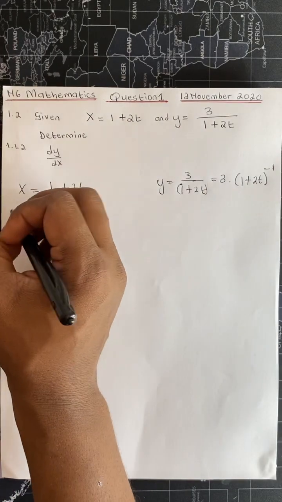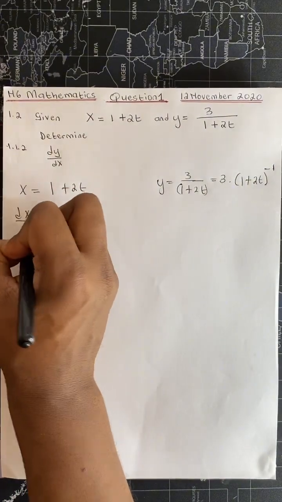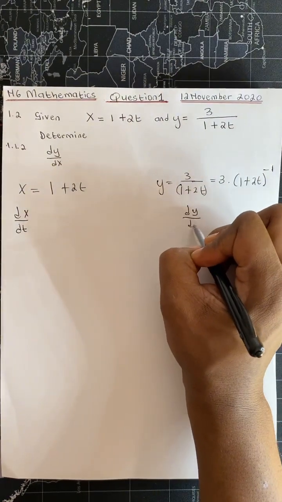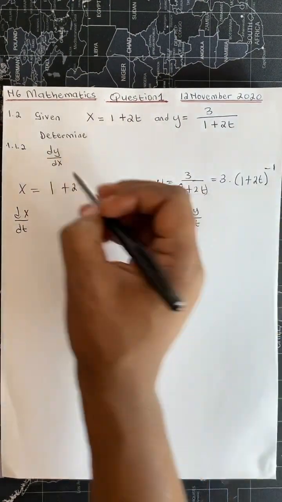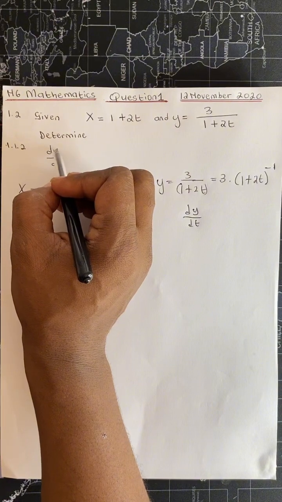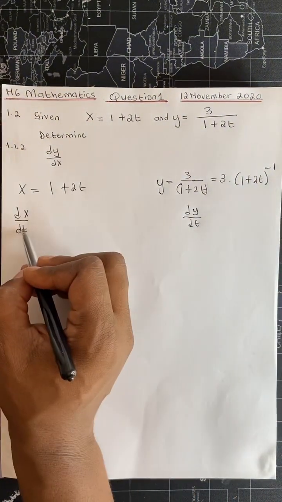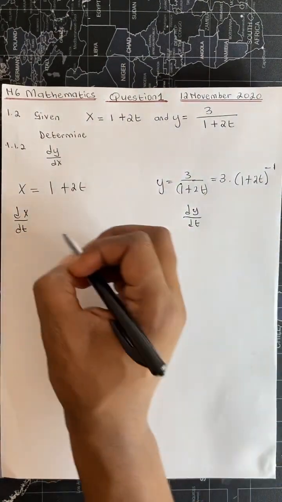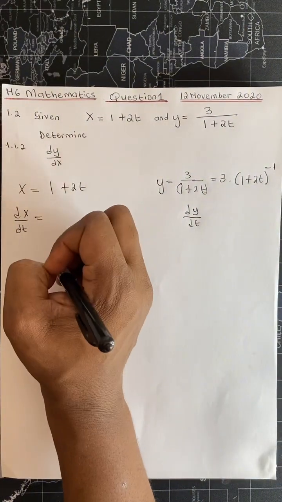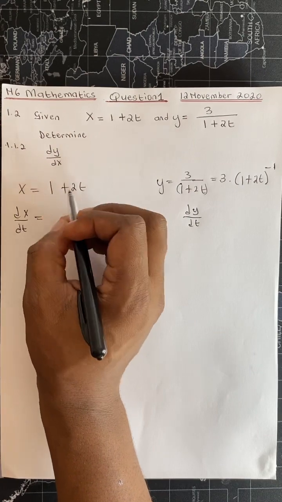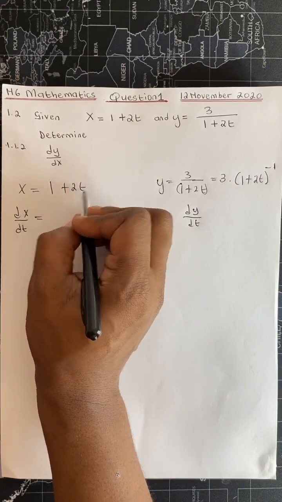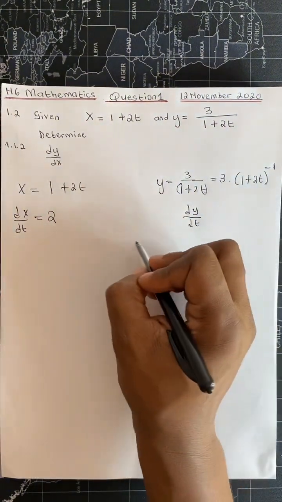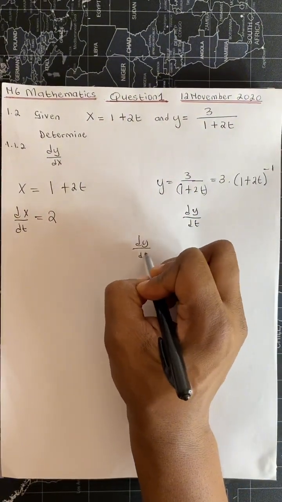So we have to differentiate x with respect to t, and also differentiate y with respect to t, and later we will divide the results of dy over dt by the results of dx over dt, because y is on top. So the derivative of x with respect to t: the derivative of 1 is equal to 0 because it's a constant, and the derivative of 2t will be equal to 2.